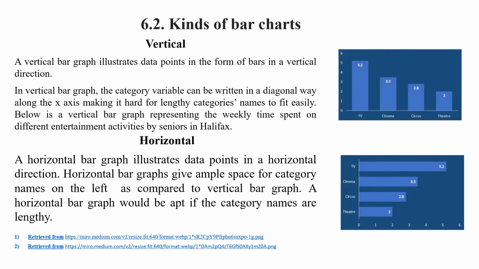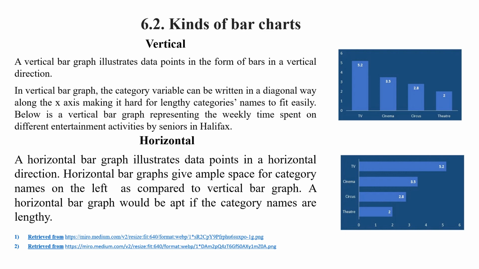6.2 Kinds of bar charts. Vertical. A vertical bar graph illustrates data points in the form of bars in vertical direction. In a vertical bar graph, the category variable can be written in a diagonal way along the x-axis, making it hard for lengthy category names to fit easily. Below is the vertical bar graph representing the weekly time spent on different entertainment activities by a senior in Halifax.